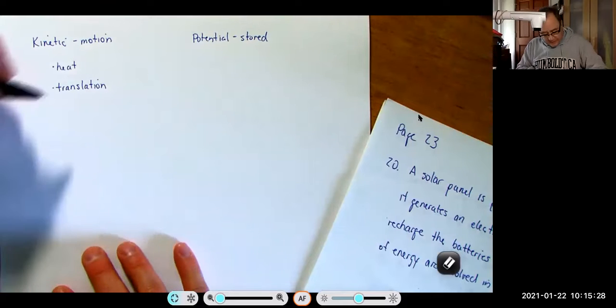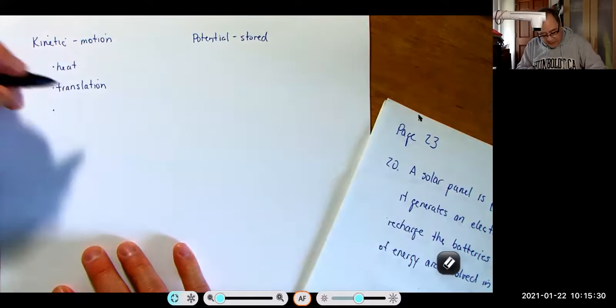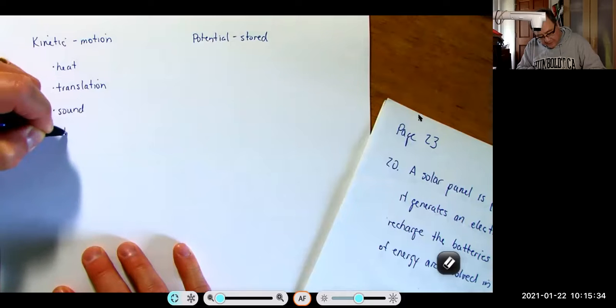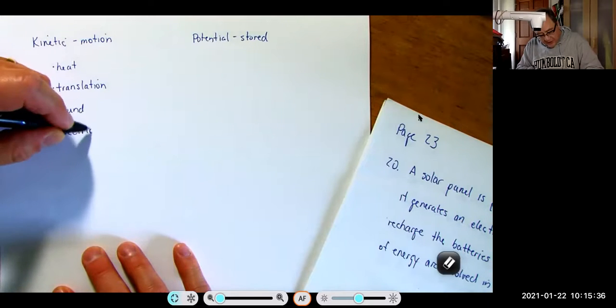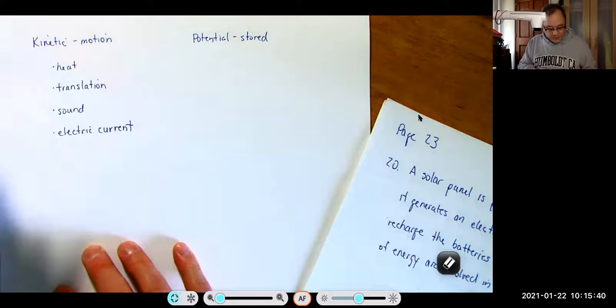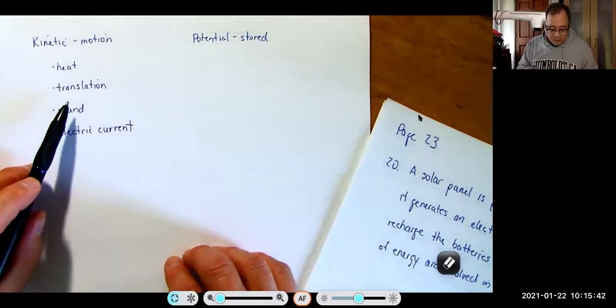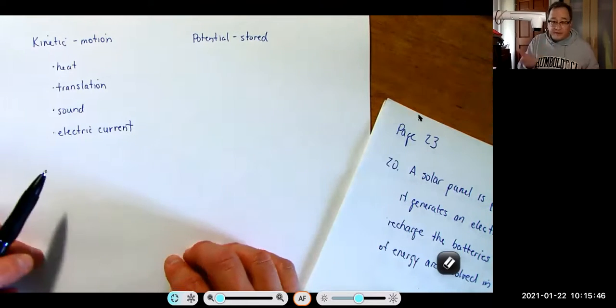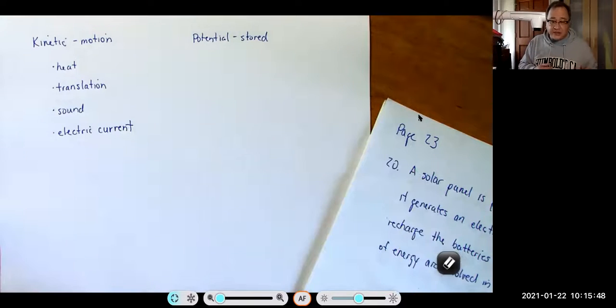Also, there's sound, and there's electric current. Another way to say electric current is electricity. So in translation, we're talking about a rock being thrown, a river flowing, my mouth moving. That's all translation, motion, where you're going from one place to another.